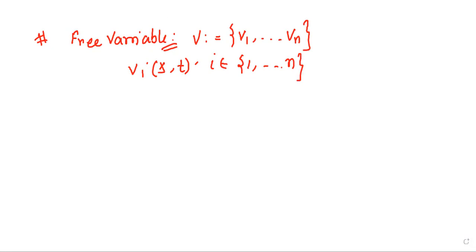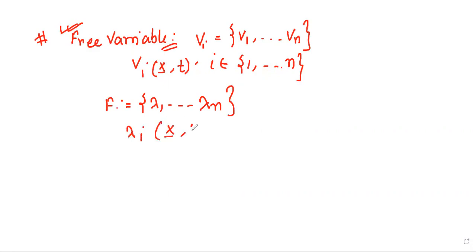It's better not to call our free variable V. Instead, we call our free variable by F. And our total variable, all of the variables that would include free variables and other variables, we denote by V. We're going to denote our free variable by F. It is a set of all free variables, lambda1 dot dot dot lambda n. So the set of free variables is lambda i, a function of position and time, where i runs from 1 to n. And here F stands for free.